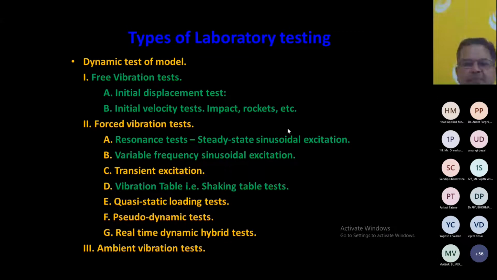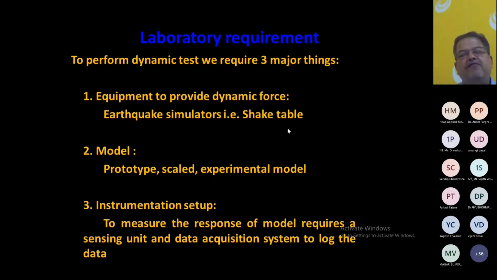Right? You perform the free vibration test. They are initial displacement type and initial velocity type. And in force vibration test, we perform resonance test. We perform a variable frequency test and the shake table test. Right? So we'll see this thing. Right? Now, if we want to develop earthquake lab, then what we need actually.